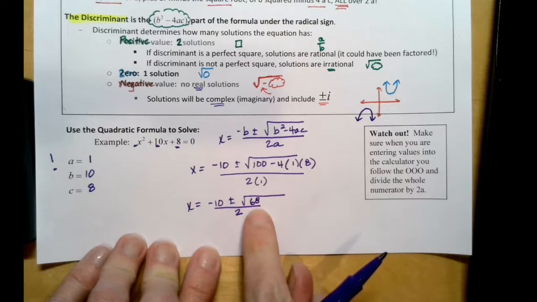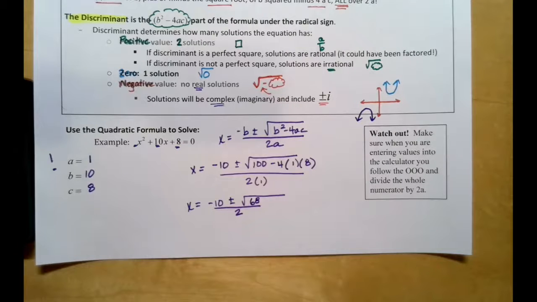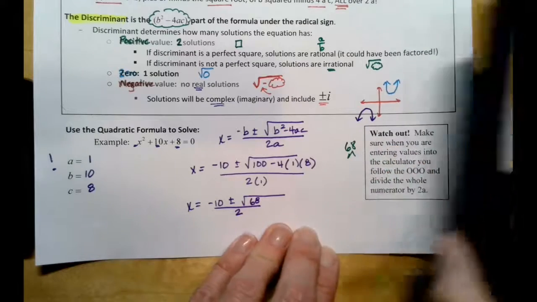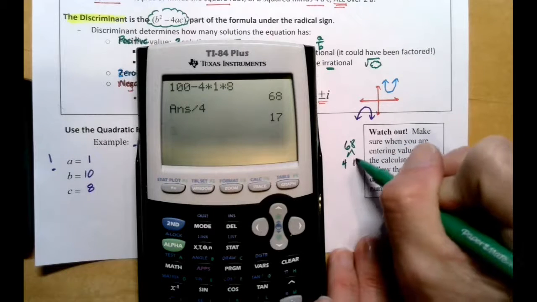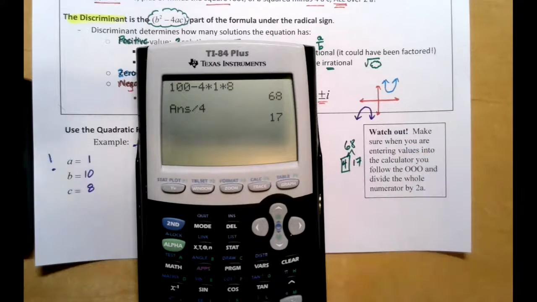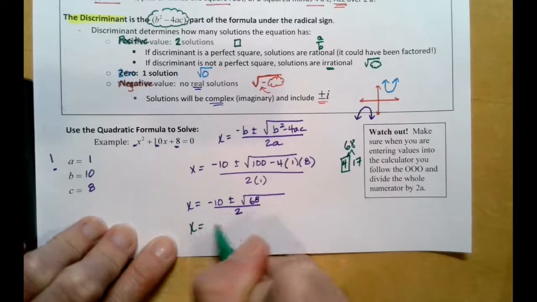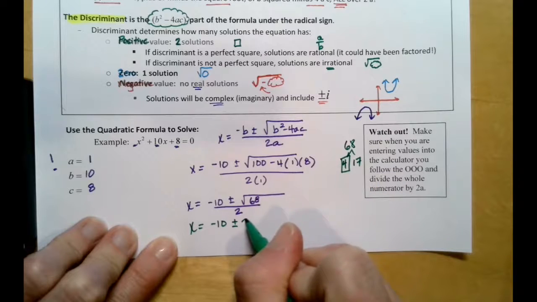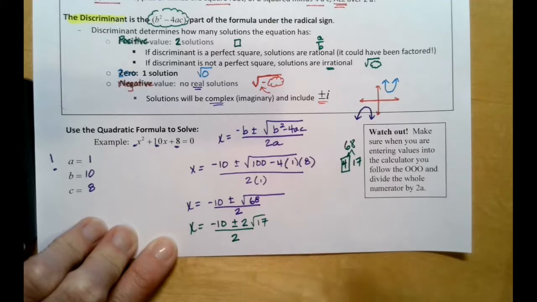Now I'm looking at, is this a radical that I can simplify? So I'll have a little conversation over here on the side. So 68, let's break that number down. I don't know, does 4 go in evenly? All right, so that's 4 times 17. This is a perfect square, and I'm done. So I can go ahead and say x is equal to negative 10 plus or minus the square root of 4 is 2. 17 is left behind, and all over 2.